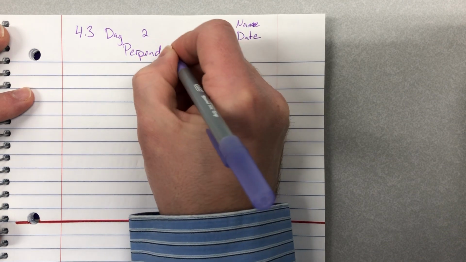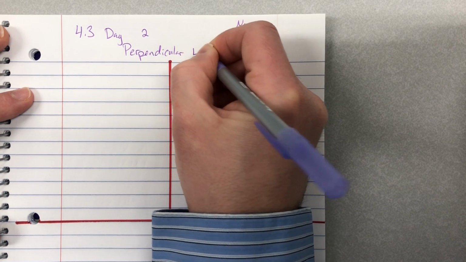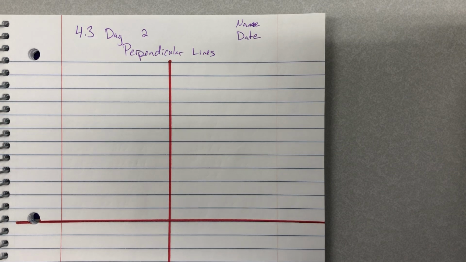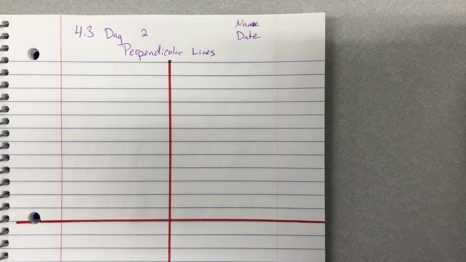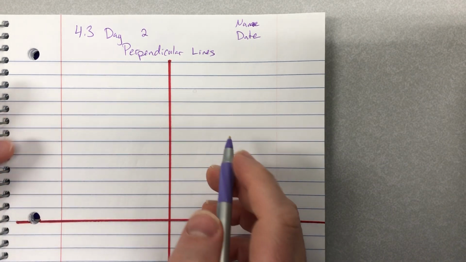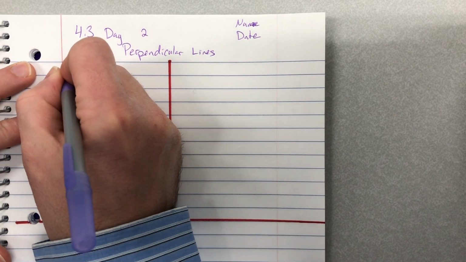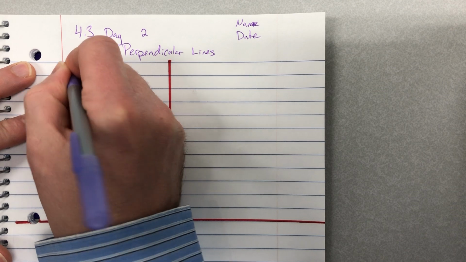perpendicular lines. All right, so perpendicular lines are the complete opposite of parallel lines. They're going to intersect, but they're going to intersect at a certain part. So we're going to start off in this top box and start off with the definition.